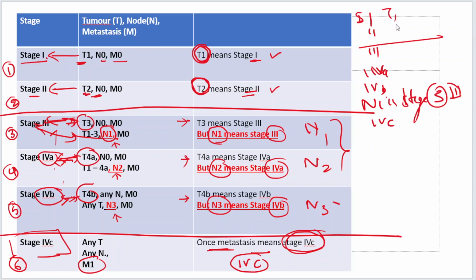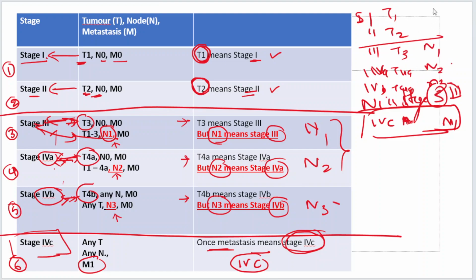Against these you write T1, T2, and any T with metastasis M1. Now for stage 3, stage 4A, stage 4B, you can write any T here. Then for these 3 you put N1, N2, N3. You will be right. There is no N for the earlier ones. Any T, any N with M1 is 4C. So like this, you can remember the staging.